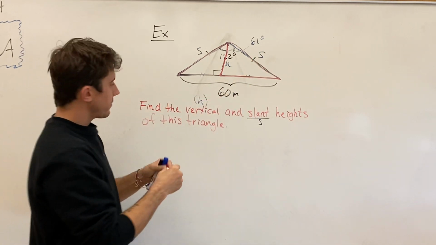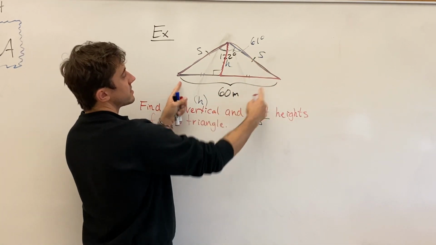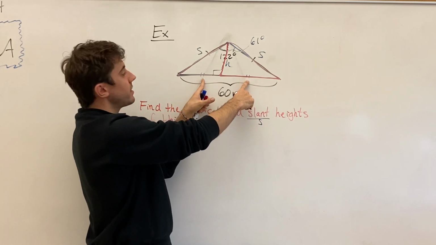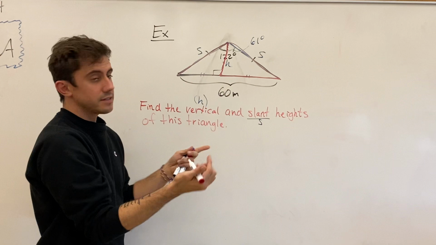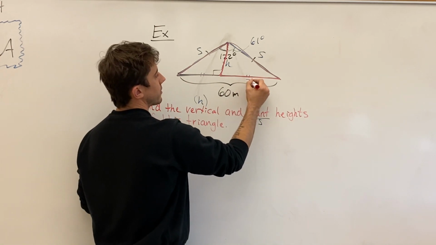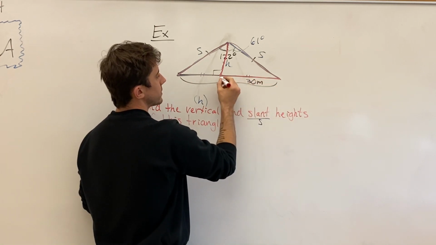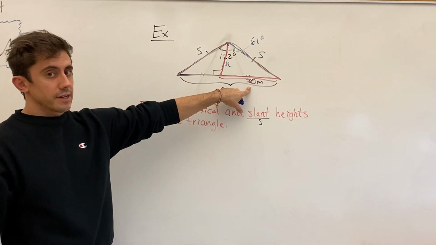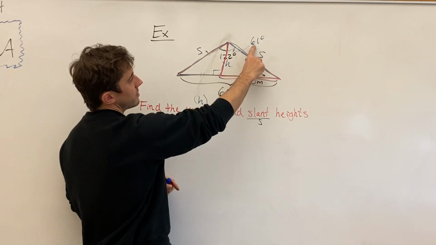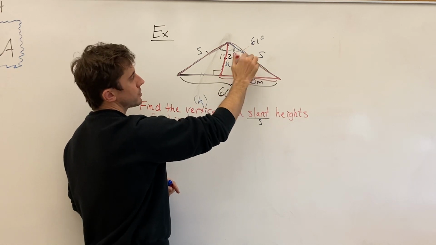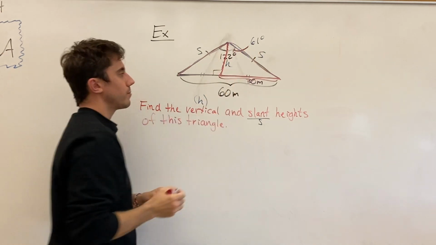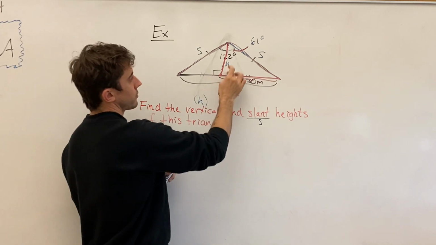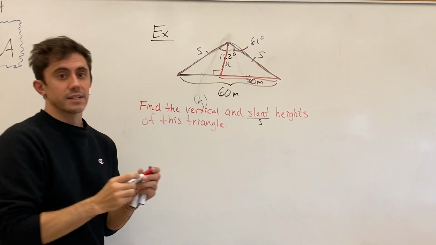Here we have the fact that since the entire base is 60 and we said that these two side lengths are exactly the same length, we know that they're each half of 60, which of course means that they are 30 meters each. And so now we have a bottom side length of 30. We have a little angle of 61 degrees up at the top corner. So we can use our trig ratios to find the vertical height and also the slant height, okay?